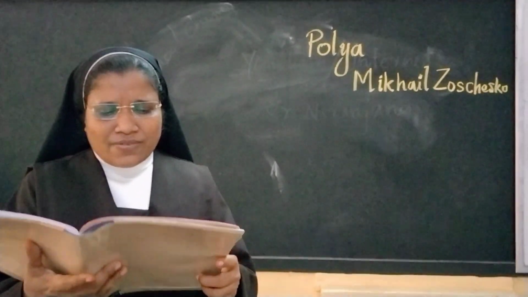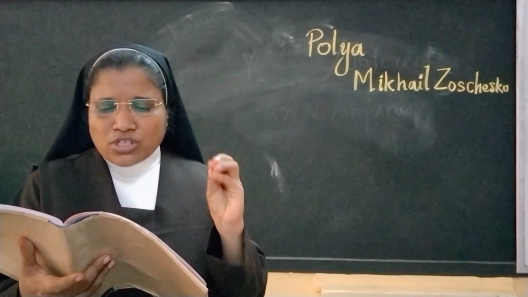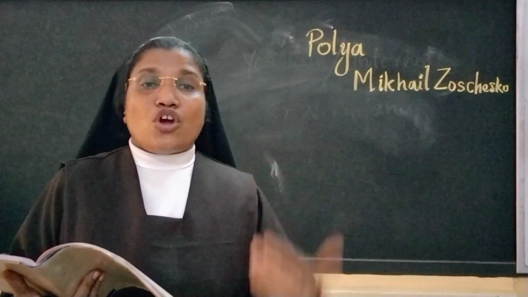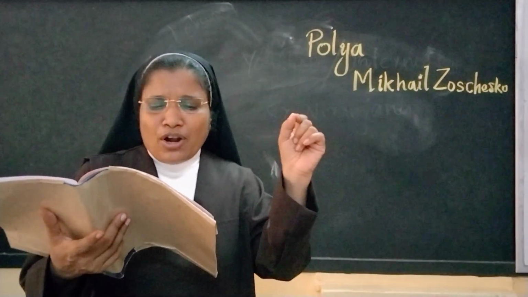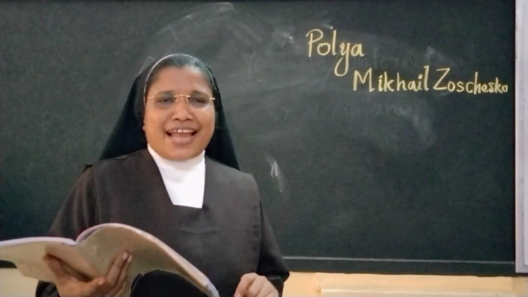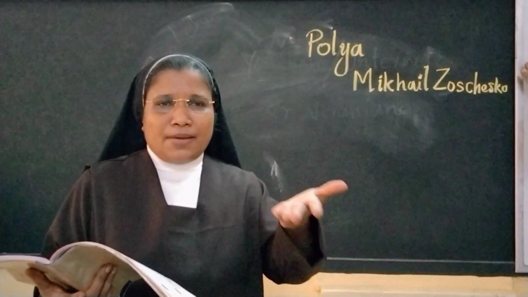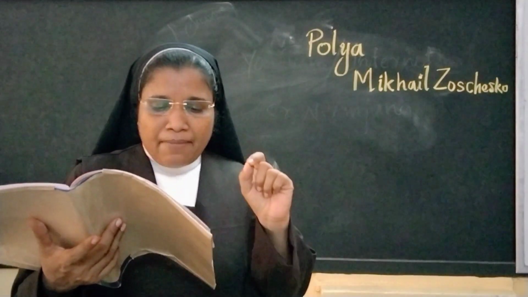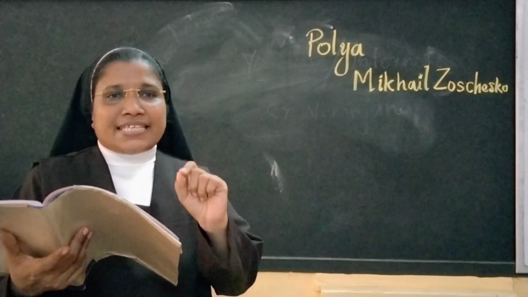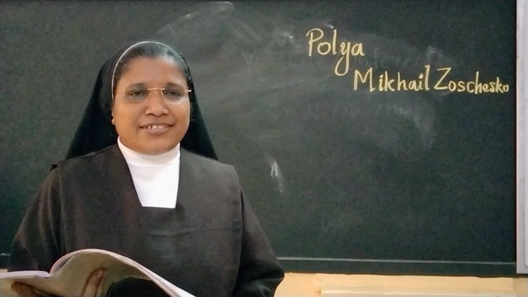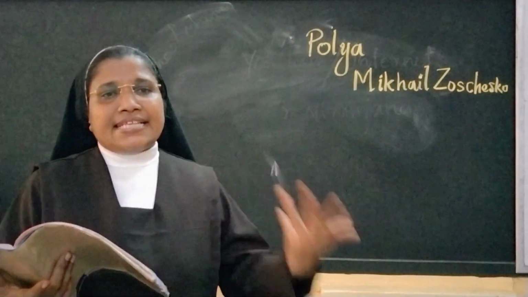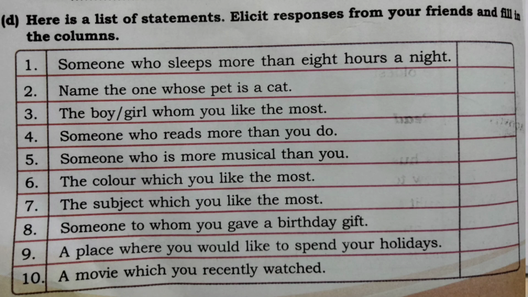Here is a list of statements. Elicit the response from your friends and fill in the columns. So you have to ask these questions to your friends. Someone who sleeps more than 8 hours at night. I think most of you are sleeping more now, since it is corona. Name the one whose pet is a cat. So you have to find. So read all the sentences here and elicit the answers from your friends.